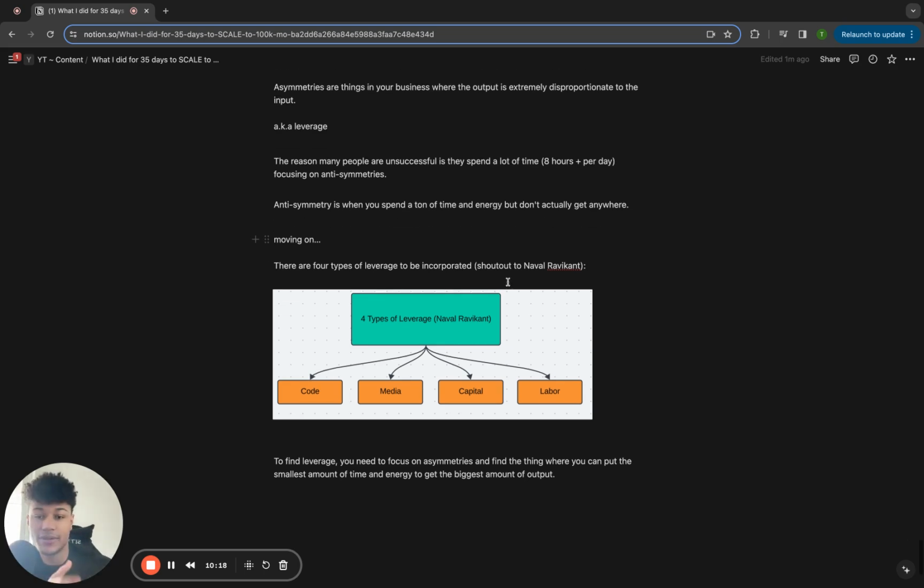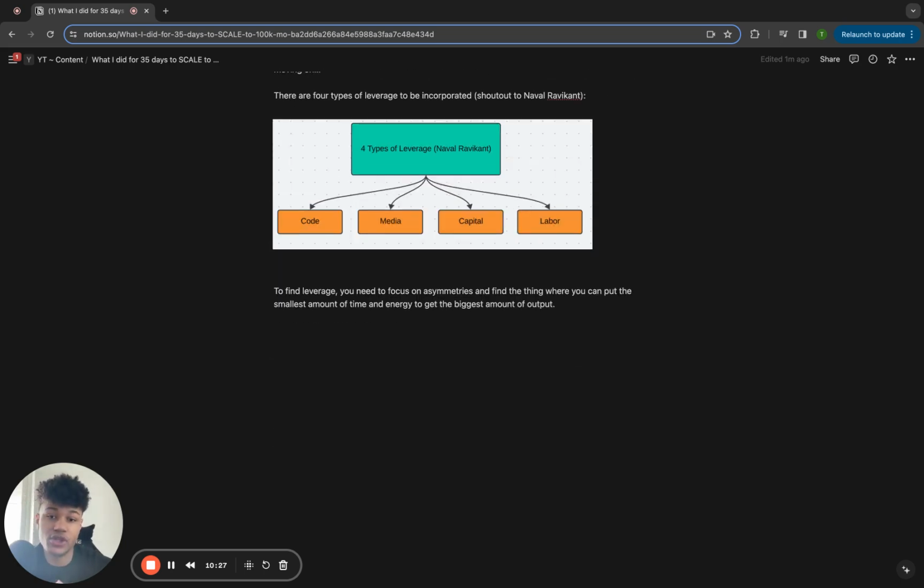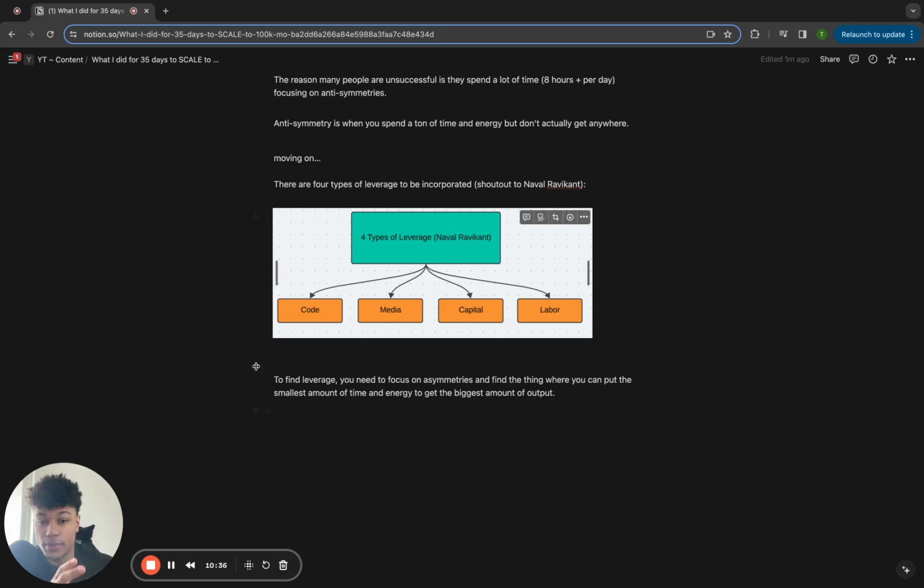Moving on, there are 4 types of leverage to be incorporated. Shout out to Naval Ravikant. We have code, media, capital, and labor. To find leverage, you need to focus on asymmetries and find the things where you can put the smallest amount of time and energy to get the biggest amount of output. For example, your media would be YouTube. You can combine code and capital with Facebook ads, and this will allow you to achieve scale much faster.